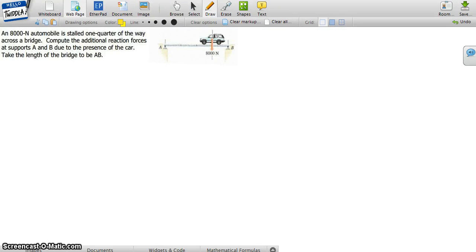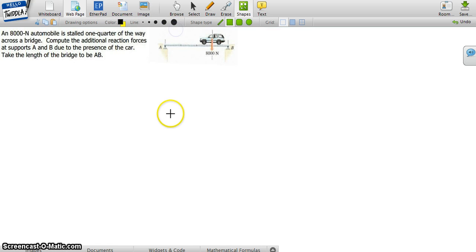Okay, and number 6 of worksheet 2 says we have this automobile, it's 8,000 newtons, installed 1/4 of the way across the bridge, and we're supposed to compute the additional reaction forces at supports A and B due to the presence of the car.